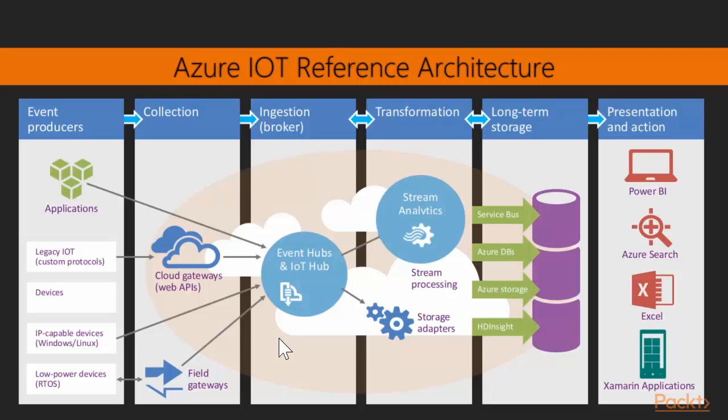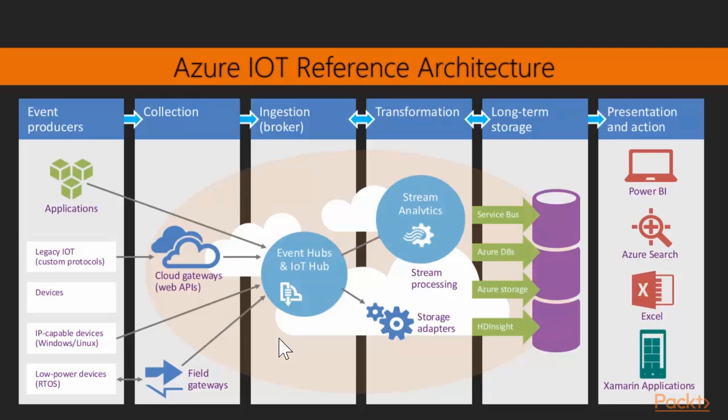Now, from an Azure perspective, it's interesting to start with what's called the Azure IoT reference architecture. Going from left to right, we start with event producers. These are mainly the applications or the devices generating the information or generating the telemetric data. Then we send along the collection through a cloud gateway, which mainly is based on web APIs, or using physical field gateways, like a physical box that is stored inside a shop.